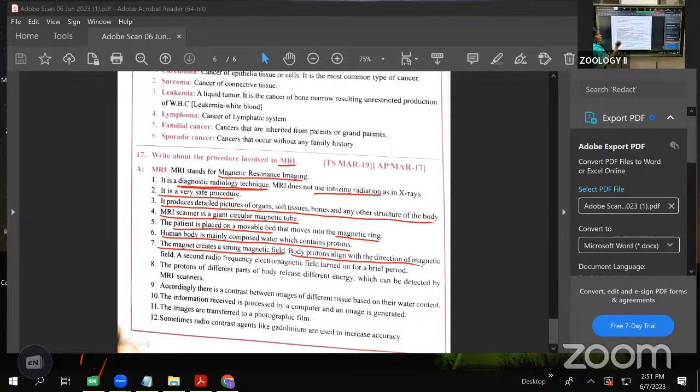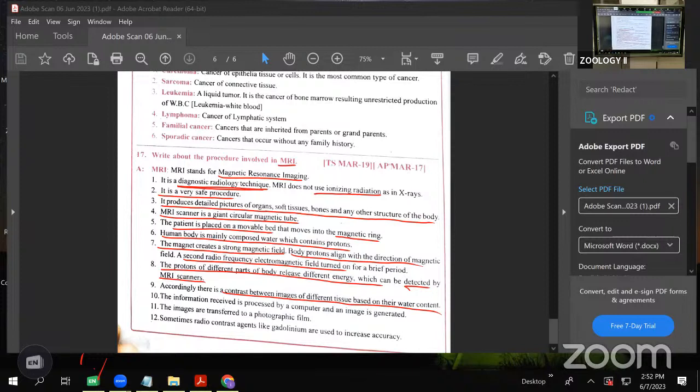Next, the second step is the radio frequency electromagnetic field, applied for a brief time. The protons already aligned in the magnetic field release energy when we apply the electromagnetic field. They liberate different types of energies and form different structures, which are detected by the MRI scanner. Accordingly, there are contrasts between the images of different types of tissue depending upon the water content.